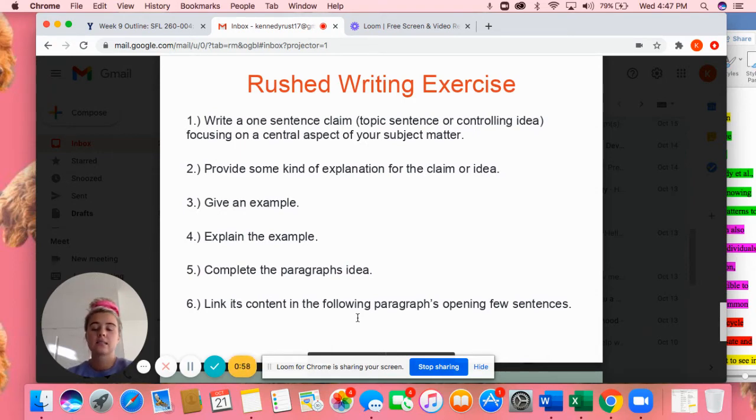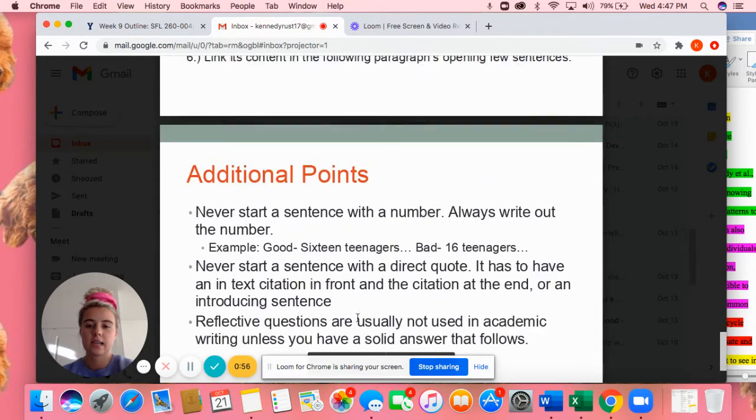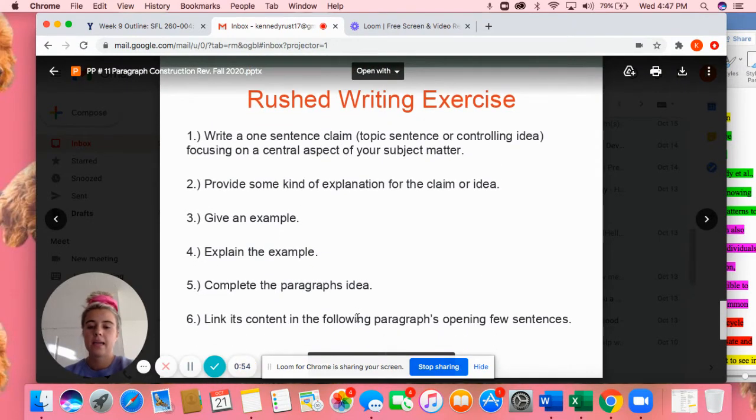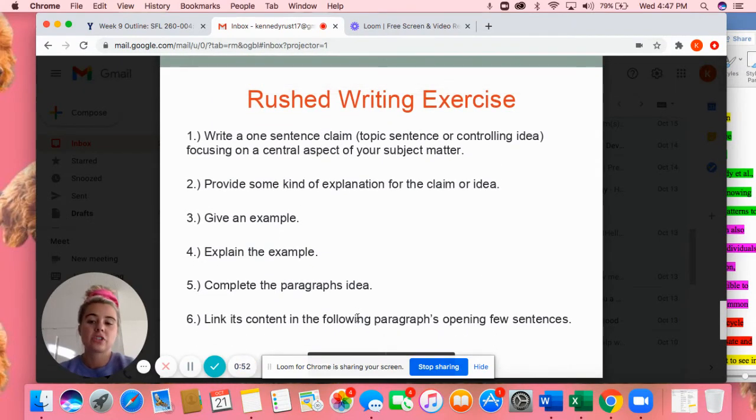The second to last page is a rushed writing exercise. It very briefly tells you how to create a paragraph. I would recommend using this slide for every single paragraph that you write in your paper. The only difference is that instead of giving one example and explaining that one example, you should have at least 2 examples that you're both giving and explaining.